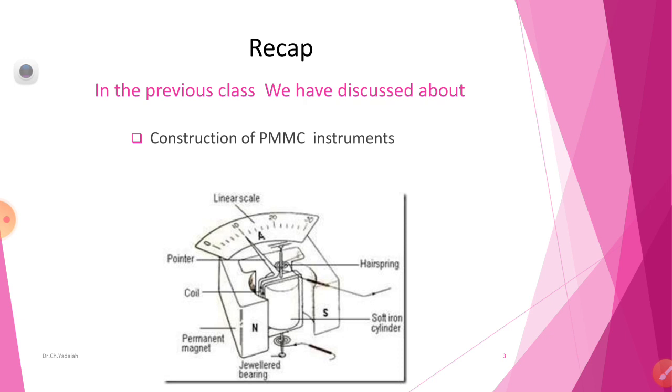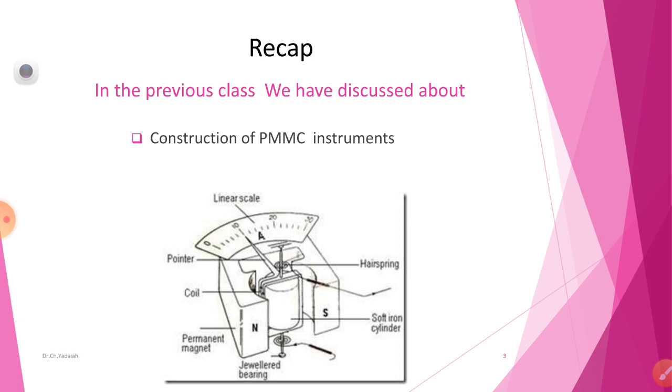There is a soft iron cylinder on which there is a rectangular aluminum frame, on which a copper coil is wound. The copper coil has two terminals: one is connected to a phosphor bronze spring at the top, and the bottom one to another spring. Both are connected in reverse direction, and it is connected to the spindle. The spindle is placed on jeweled bearings, that is, frictionless bearings.